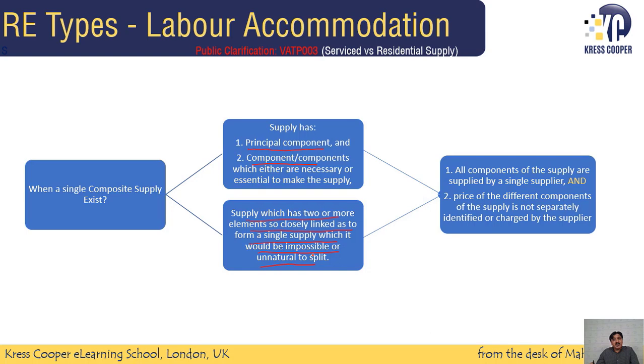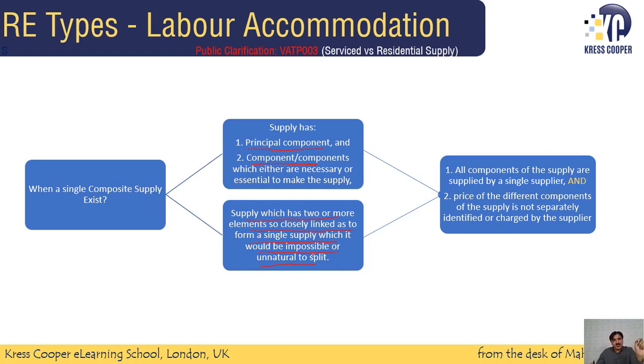Moreover, the price of the different components of the supply is not separately identified or charged by the supplier. So these are basically the conditions. First condition is a single composite supply. Second condition is the supplier is the same supplier of all components. Third, the price is not being identified and charged separately. Then in this situation, we will assume this is a single composite supply and the entire consideration will be subject to tax based upon the principal component of the supply. This is VAT public clarification number 3.